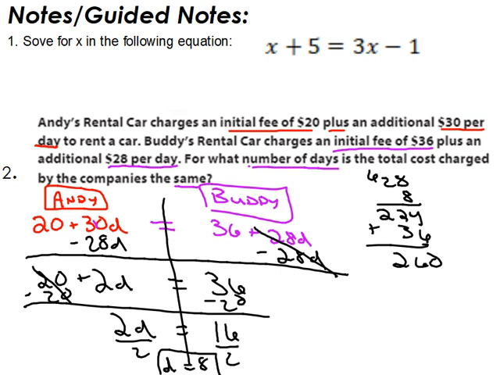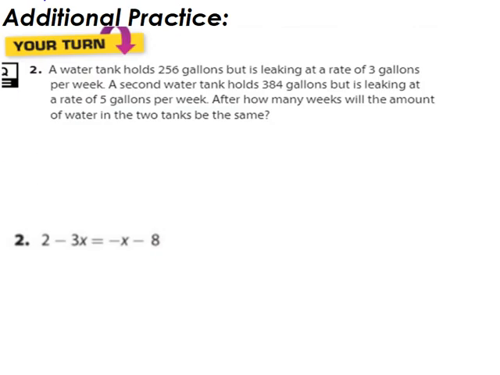Okay. Go ahead and pause, and I would actually try both of these. So I would try the word problem, write your own equation, solve, and then I would also try the other one on your own and see how you do.